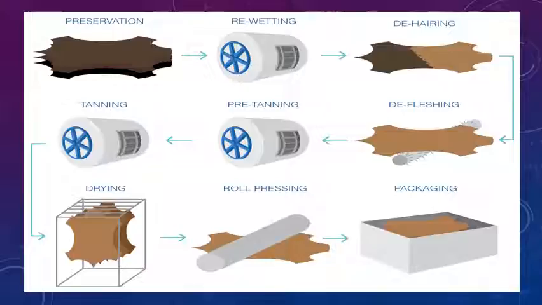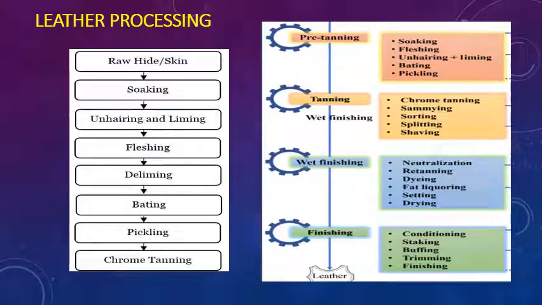So originally, in old days, it used to be done with the tannin coming from plants. That's why the process is called tanning. After this tanning, it is dried and then it undergoes several stages of finishing, which are also called post-tanning operations, and then finally there is grading and packaging. So this is the brief outline of the processing of hide into leather.